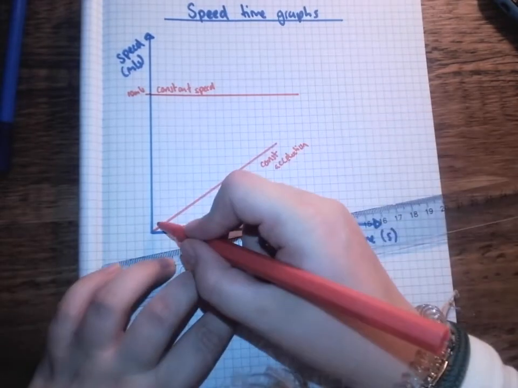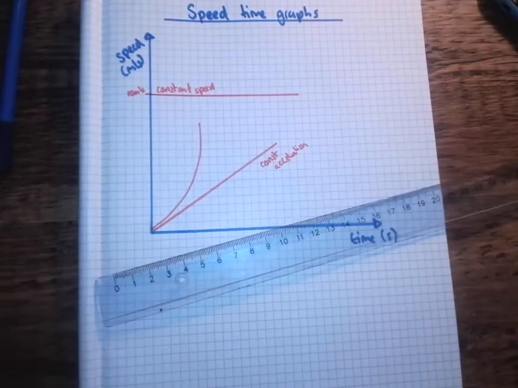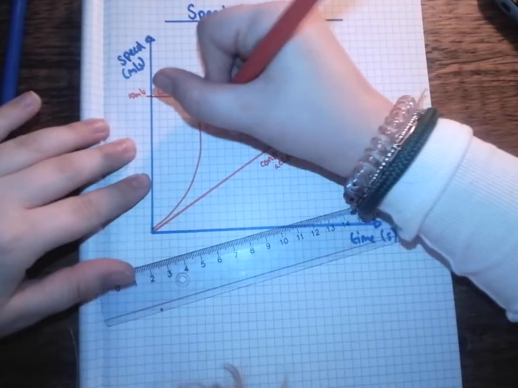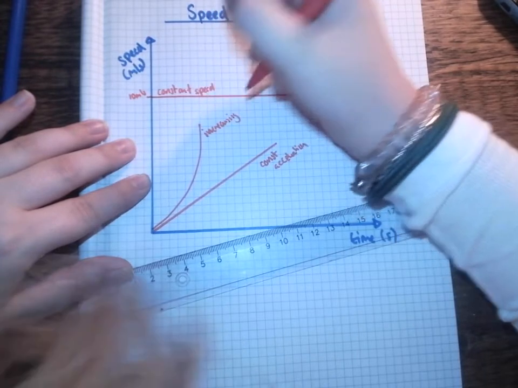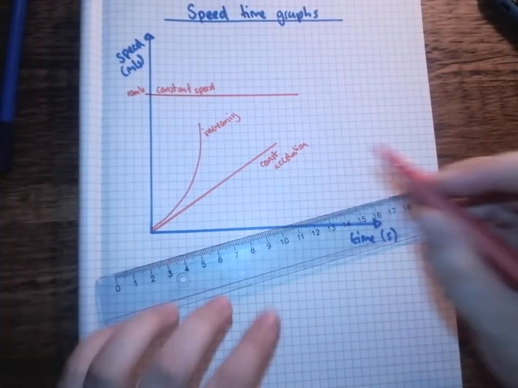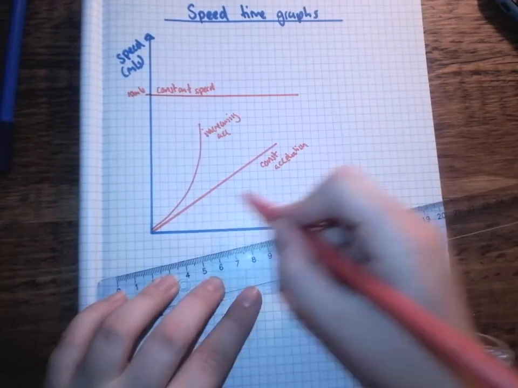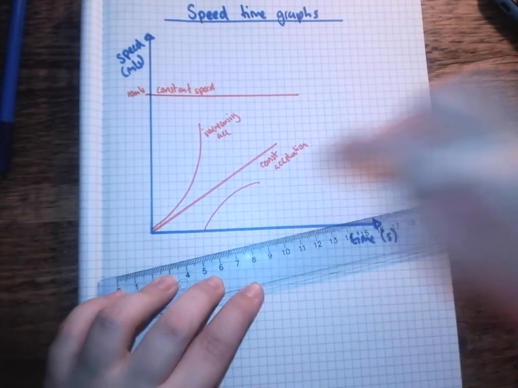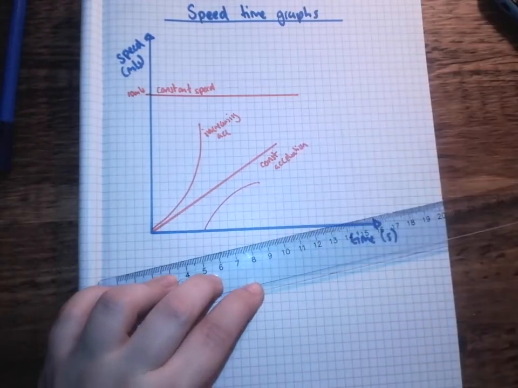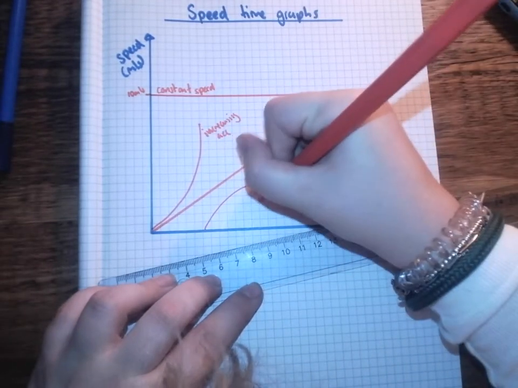Okay, and the other thing that we can have is an increasing acceleration as well. So we can have a non-constant acceleration. We can have an increasing acceleration. We could also have a decreasing acceleration. So a decreasing acceleration would be curving off. It's still increasing its speed, it's just not doing it at as fast a rate. So that would be a decreasing acceleration.